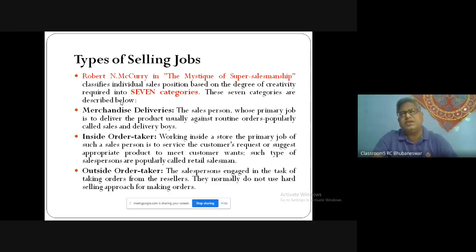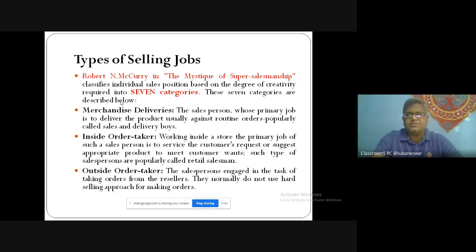Robert N. McMurry, in his book on super salesmanship, has stated seven categories of types of selling jobs. One type of selling job is merchandise delivery. Suppose someone is delivering merchandise on a daily basis, popularly called delivery boys. Delivery boys, in cargo or any courier service, deliver products on a daily basis. That is called merchandise delivery. Or inside order takers: some persons receive the customer's request and appropriately send it to the doorstep of the customer. That is called an inside order taker. They can meet the customer's want, need, and habit also.